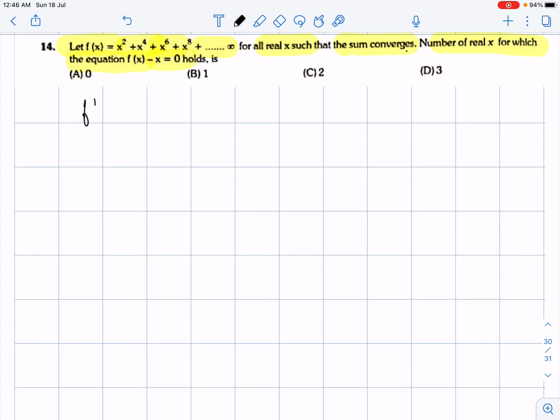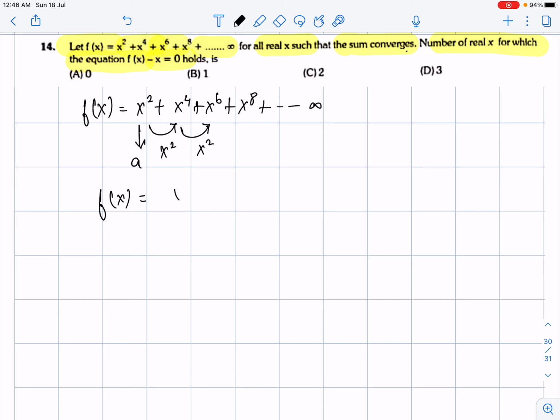So guys, f(x) is what? An infinite geometric progression: x^2 + x^4 + x^6 + x^8 and so on up to infinity. The first term of that infinite geometric progression is x^2, and the common ratio is also x^2. So f(x) will become x^2 upon 1 minus x^2, because we know the sum of an infinite GP is a upon 1 minus r.